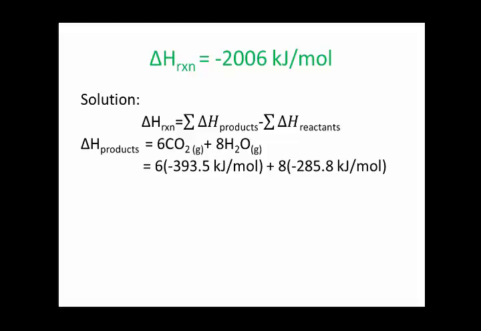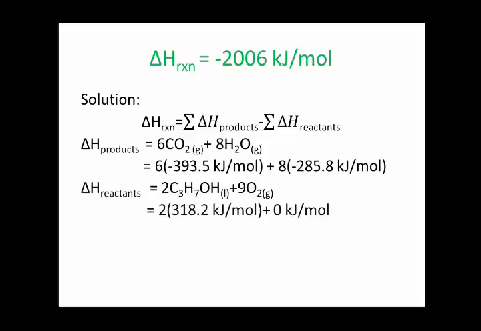But notice we have to keep our molar values. So we have 6 moles of carbon dioxide gas, and therefore I'm going to multiply its heat of formation by 6. Whereas I had 8 moles of water vapor, so therefore I'll multiply its heat of formation by 8 moles. Okay, now I can work with my reactants. Over here, I have 2 moles of isopropyl alcohol and 9 moles of oxygen gas.